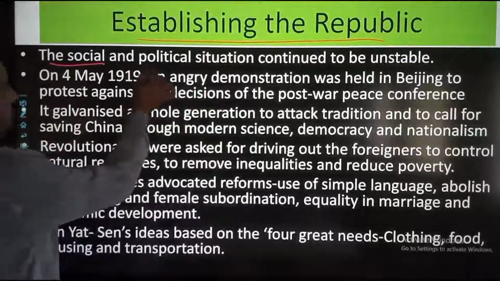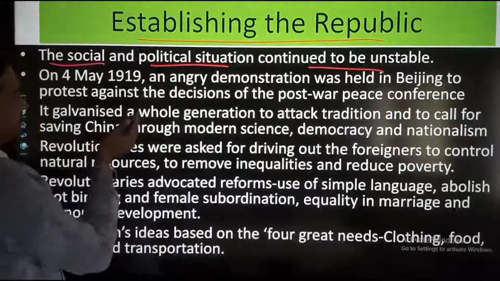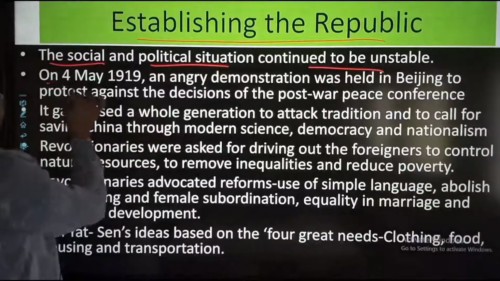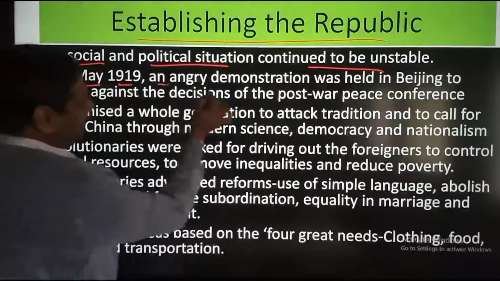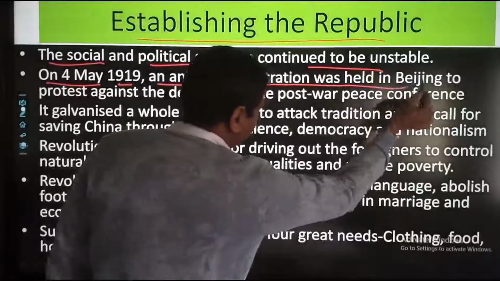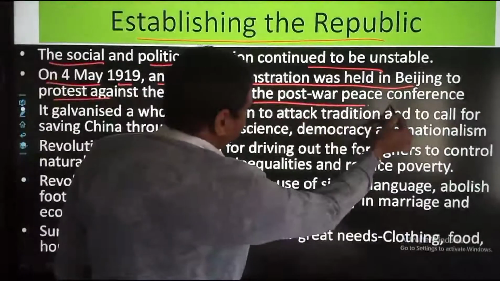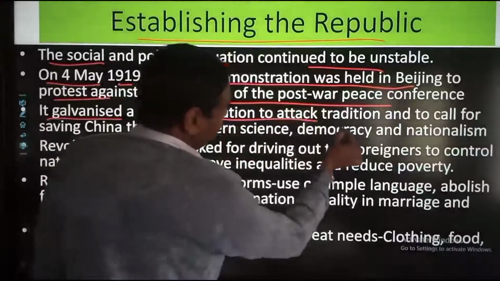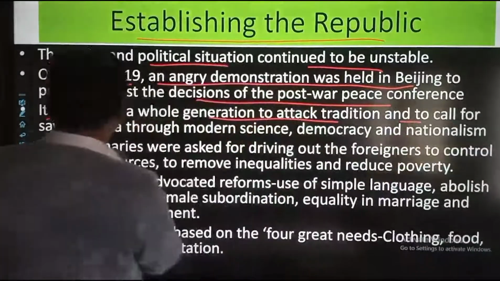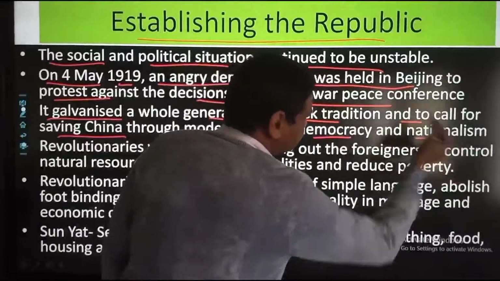The social and political situation continued to be unstable. There was a chaotic situation in China. On 4th May 1919, an angry demonstration was held in Beijing to protest against the decision of the post-war peace conference. It galvanized a whole generation to attack tradition and to call for saving China through modern sciences, democracy, and nationalism.